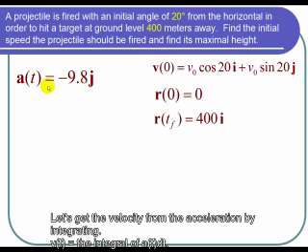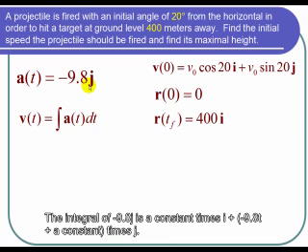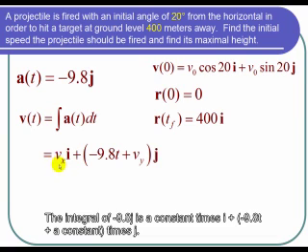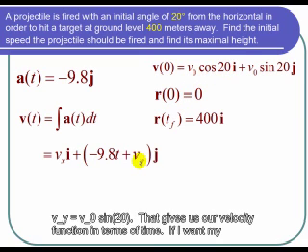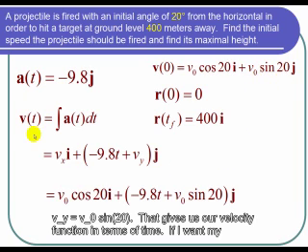So let's get the velocity from the acceleration by integrating, so that v of t is the integral of a of t dt, and the integral of negative 9.8j is a constant times i plus negative 9.8t plus a constant, all times j. So we can find those constants by plugging in 0, so that v sub x is v naught cosine of 20, and v sub y is v naught sine of 20. So that gives us our velocity function in terms of time.